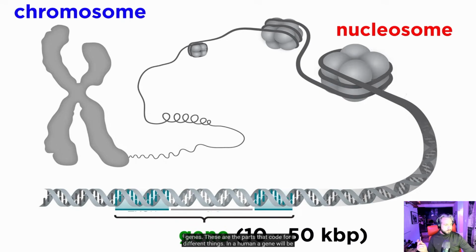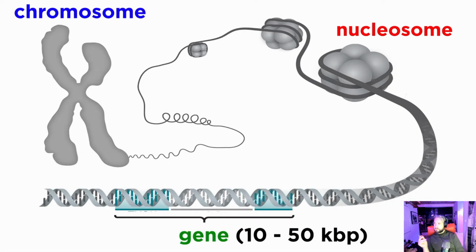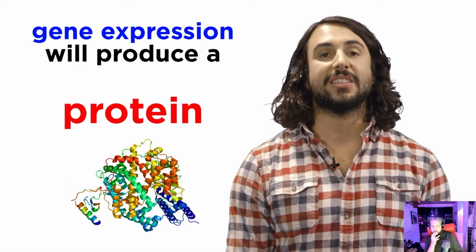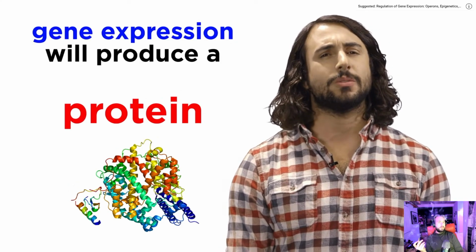These are the parts that code for different things. In a human, a gene will be on average around 10 to 50,000 base pairs long, though the longest is 2.5 million base pairs. And when a gene is expressed, a specific protein is produced. So how does this work?